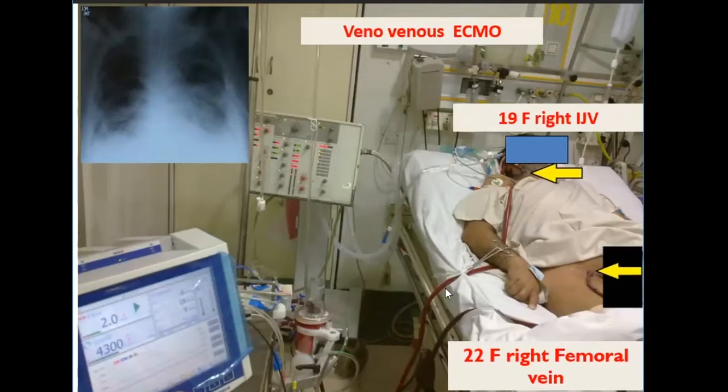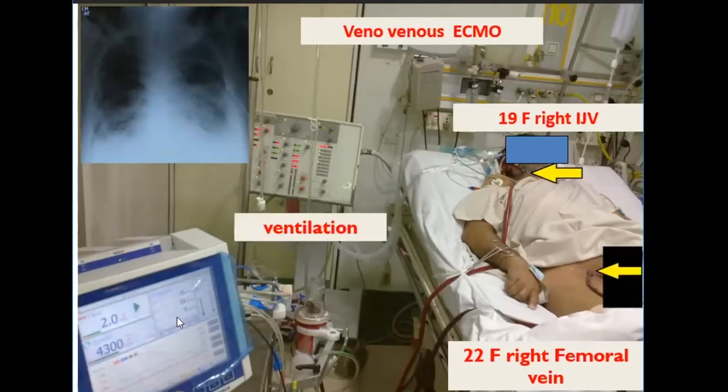After that, this circulation goes into the internal jugular vein, superior vena cava and right atrium. So this is where the blood is reperfused. This is pinkish blood after getting oxygenated. This is a typical circuit configuration in a patient who has ARDS, and this was actually a patient with pneumonia. The patient is on a ventilator. This is the ECMO console, where you can regulate the flow and other things. So this is how the circuit is organized in veno-venous ECMO.